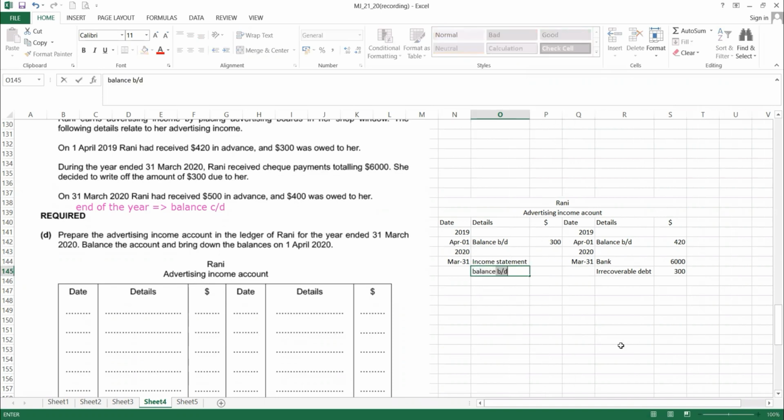So here, balance carried out. This balance carried out, the received in advance, is a liability. And 400 was owed to her, which is the asset. At the end of the year, the asset balance carried out will be on the credit side. So this is the current asset, whereas this one is the current liability. Because this is the beginning of the year and this is the end of the year, they are different: one is a balance brought down, one is a balance carried out. So now we calculate the subtotal.